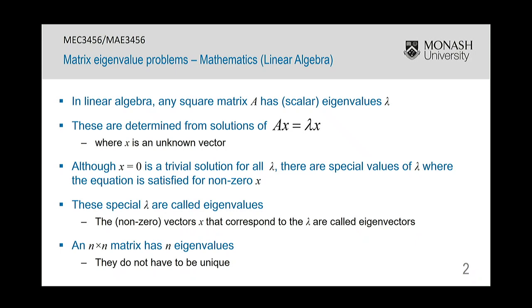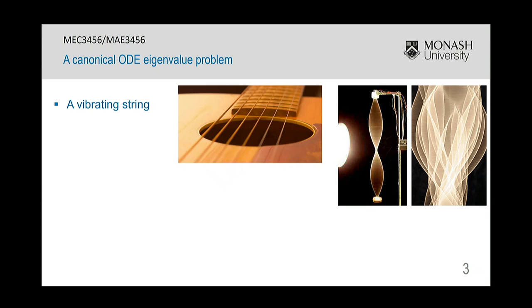And an n by n matrix has n eigenvalues. They don't have to be unique. Some of the values can be repeated. It just depends on the matrix. So, with that in the back of our minds, let's have a look at a canonical ODE eigenvalue problem.